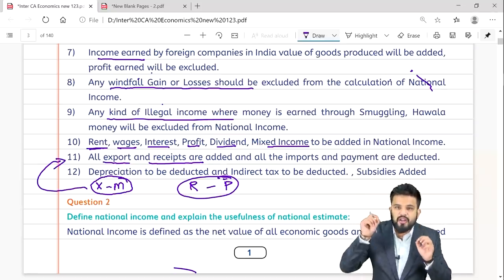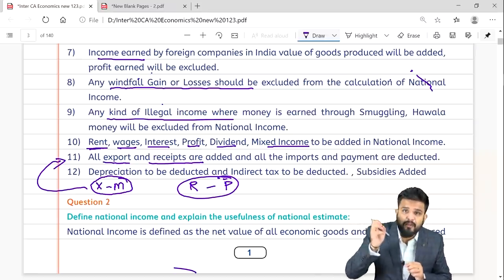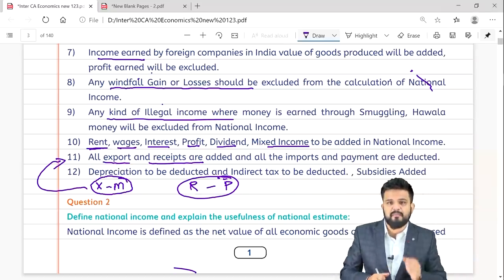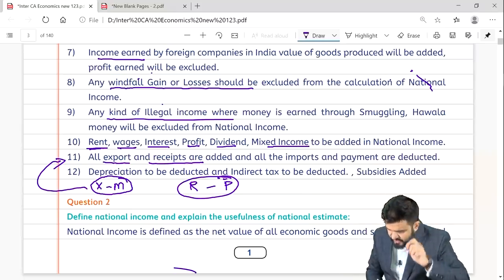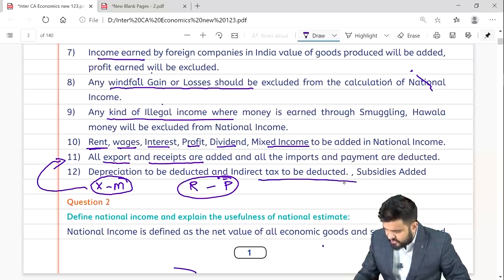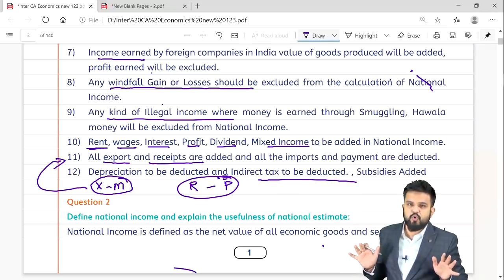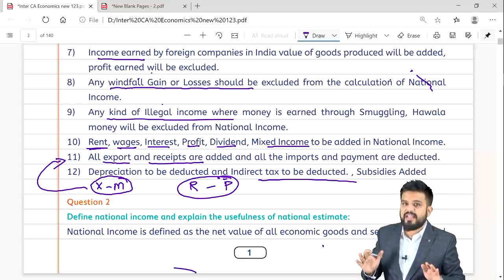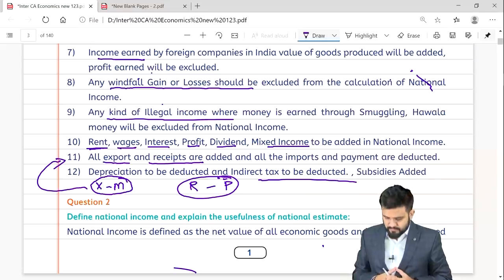So add all receipts, add all exports, minus all imports, minus all payments. So X minus M plus R minus P, please remember. And last is depreciation to be deducted and indirect tax to be deducted. Subsidies will be added. Why subsidies will be added, when it will be added, when indirect tax will be deducted, slowly we will discuss.